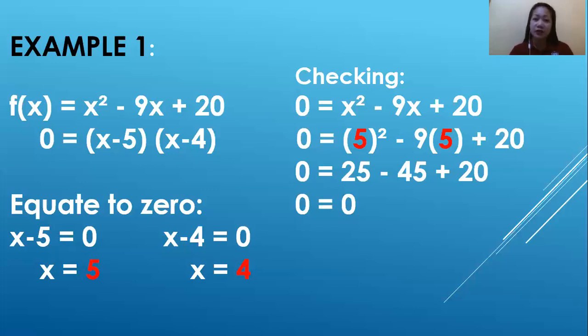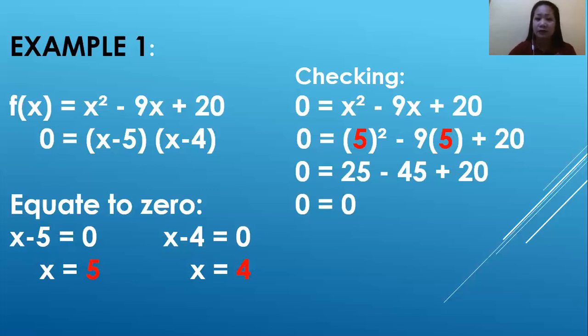Then we are going to check. When we check, we are going to use the original equation or function that we equated to 0. Let us check if it will equal 0 when we use the value of x. Okay, let's start with x is equal to 5. 5 raised to the second power is equal to 25, minus 9 times 5, we have 45, plus 20. The difference between 25 minus 45 is equal to negative 20, plus 20 is equal to 0. Therefore, the value of x, which is 5, is the correct value for that equation.